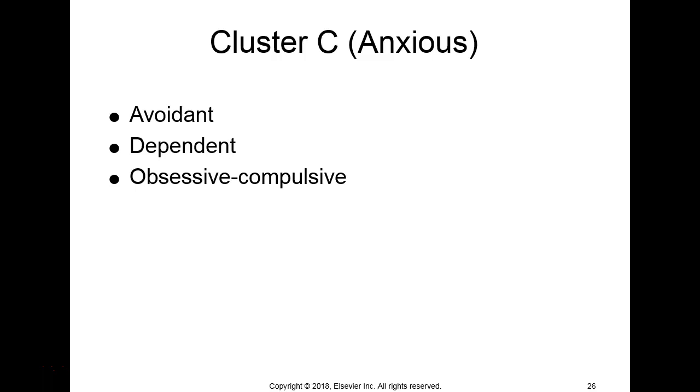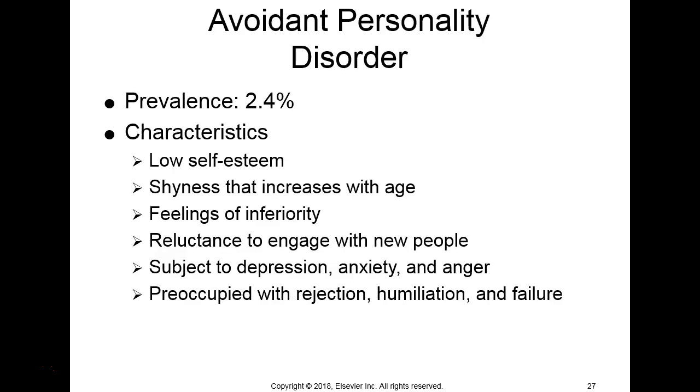Alrighty, the cluster C, or the anxious type of personality disorders. We have three of those: avoidant, dependent, and obsessive compulsive. All of these have very similar anxiety type components. People that have avoidant personality disorder, it's about 2.4% of the population. They probably have low self-esteem. They have shyness that actually increases with age.